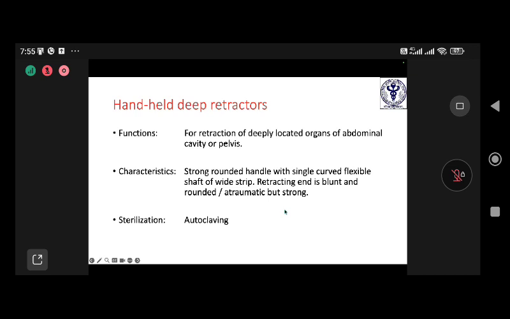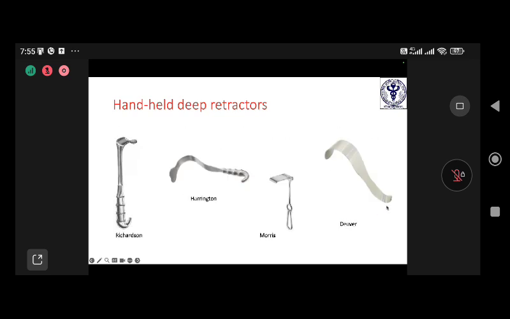Handheld deep retractors. Again, these are the group of retractors which are used for abdominal surgery or cavity surgery, and their function is to retract the deep organs, either the organs themselves, or to enlarge a cavity by retracting the thick or fatty abdominal wall. Again, the characteristic is a round handle instrument, curved flexible shaft, the retraction is blunt, and the surface is wide to make it atraumatic.